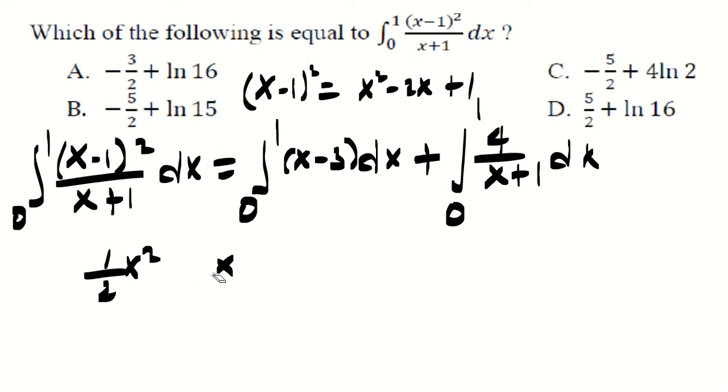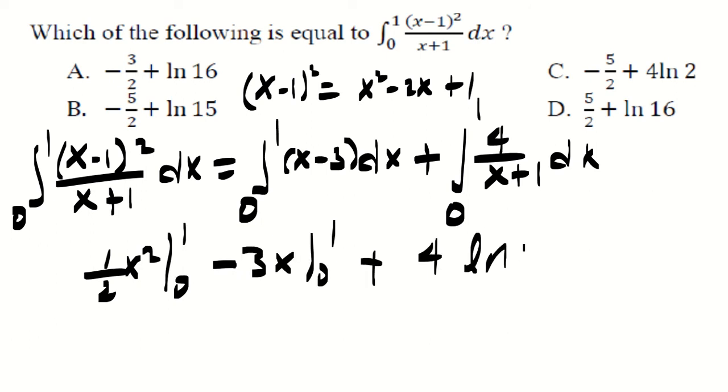We can do it better. This evaluation will be from 0 to 1, minus 3x again from 0 to 1, plus the integral of this, which will be 4 times ln of x plus 1. Again the evaluation is from 0 to 1. Now substitute. When you substitute 1, it will be 1 squared minus 0 squared, which means 1. So 1 over 2 is left. Minus 3 is also left because 1 minus 0. We'll substitute 1 and 0 and then take the difference.